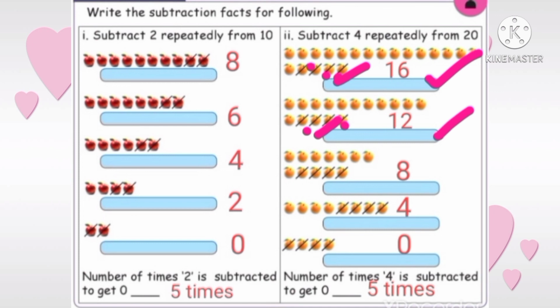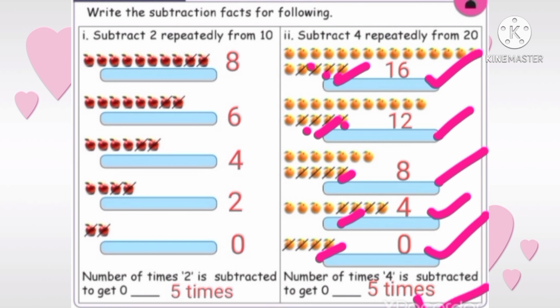Next we have 12 mangoes. Repeatedly 4 mangoes subtracted from 12 mangoes. So the answer is 8. Next we have 8 mangoes. We subtract 4 mangoes from 8 mangoes. So the answer is 4. Again we have only 4 mangoes. So 4 mangoes subtracted from 4 mangoes. So the answer is 0. Number of times 4 is subtracted to get 0. How many times is 4 subtracted to get 0? 5 times. So the answer is 5 times.